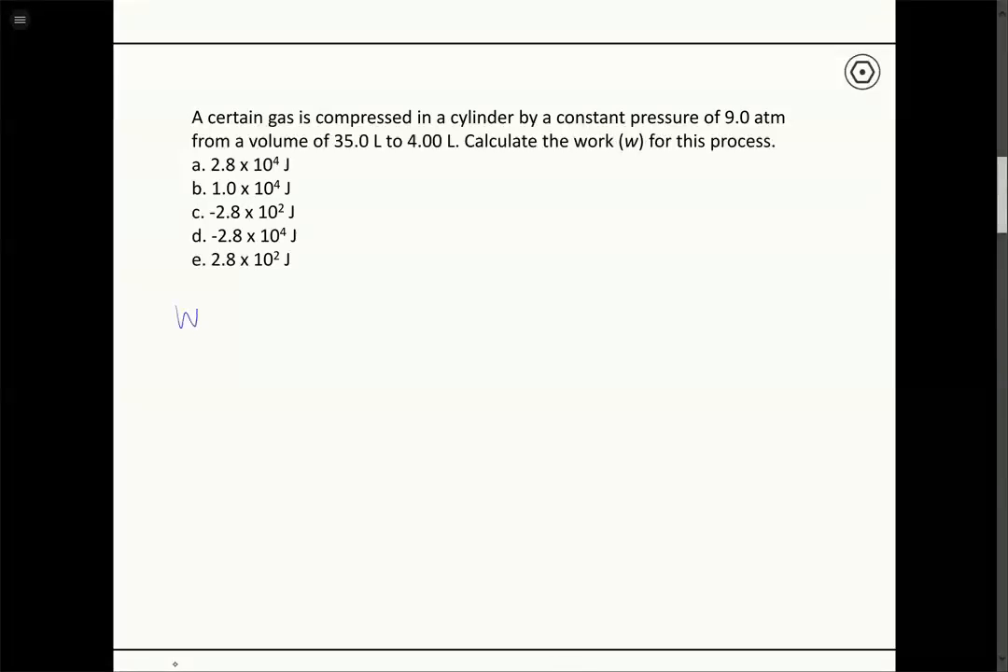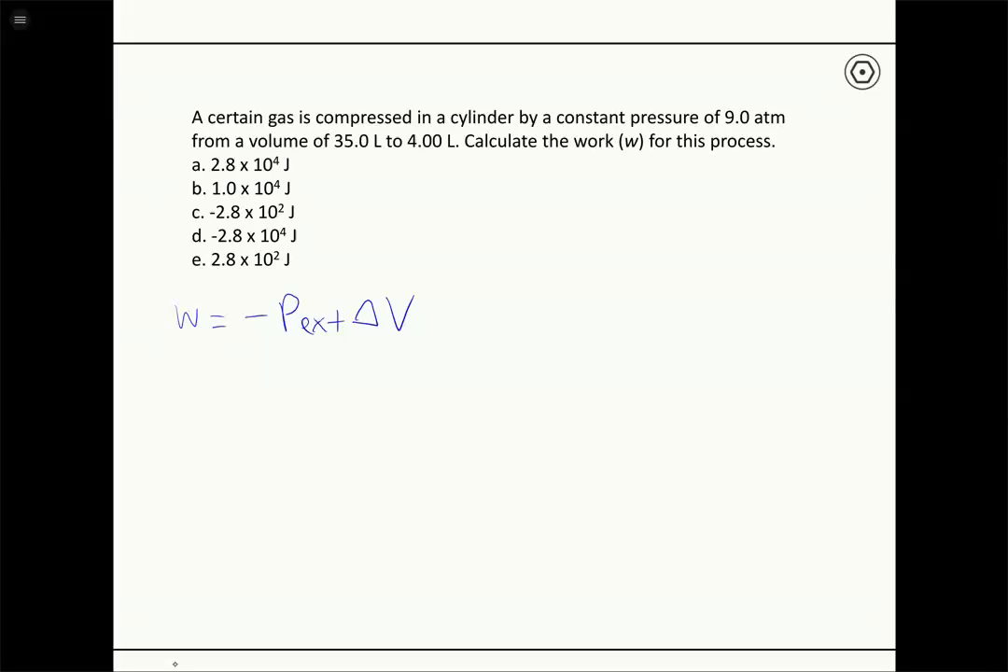So the only type of work we're going to actually have to calculate on its own is what we call expansion work, which is equal to the negative of the external pressure times the change in volume. Alright, so we're only going to deal with constant external pressures here, and then the delta V is going to be the change in volume. So we just really have to plug the numbers in here, but then we have to be mindful of the units once we get the number.